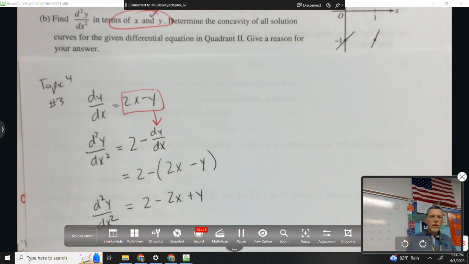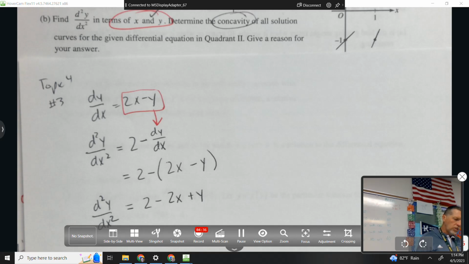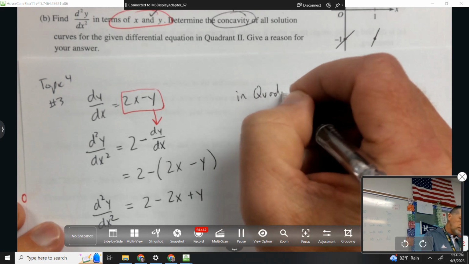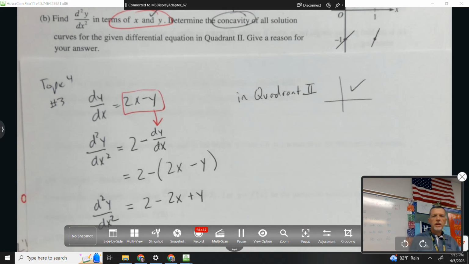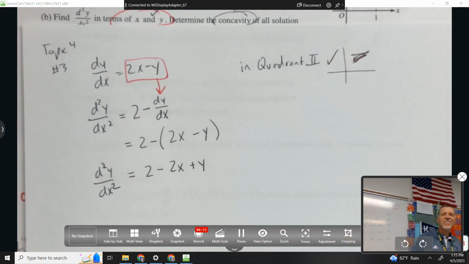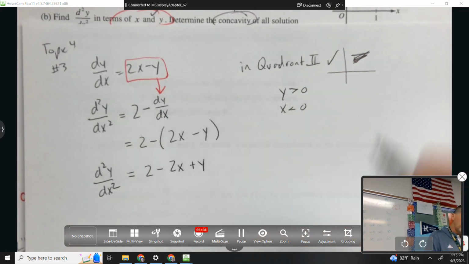Okay, we did that. But then determine the concavity of all solutions for the curves of the given differential equation in quadrant 2. So in quadrant 2, what do we know is going on? That's quadrant 1. Let's pick quadrant 2. What do we know about values in quadrant 2? Y is positive, x is negative.